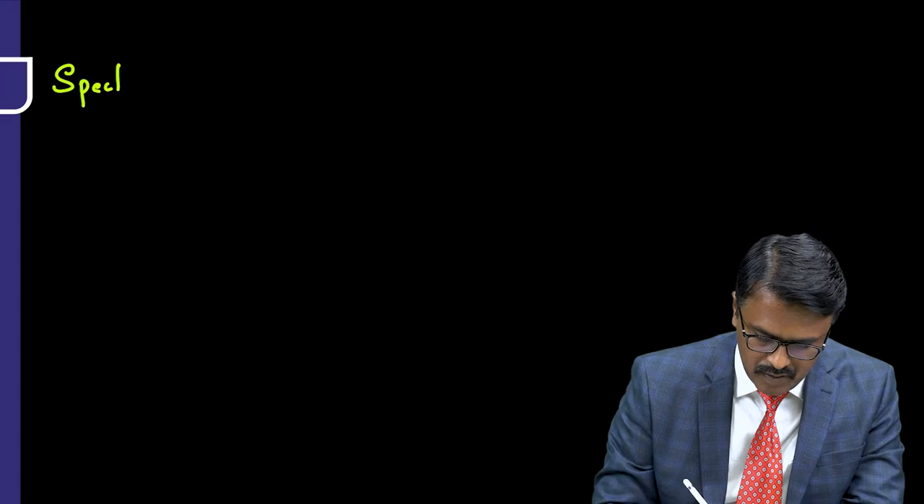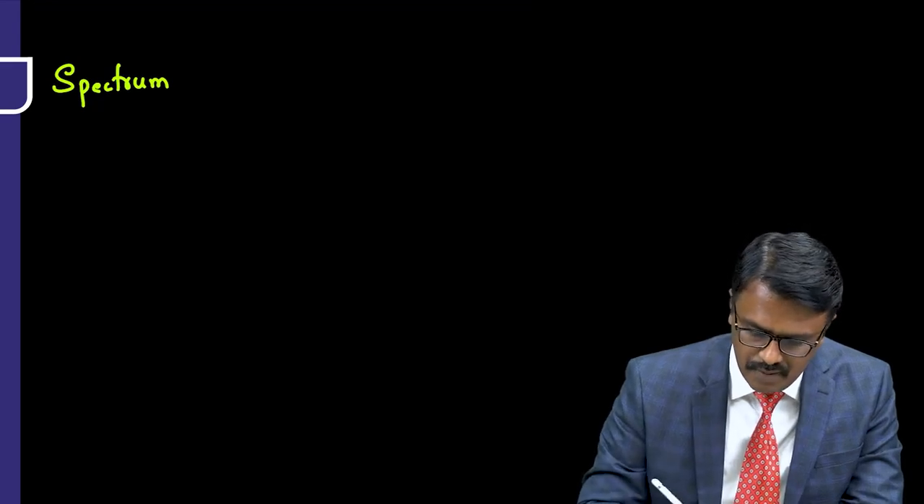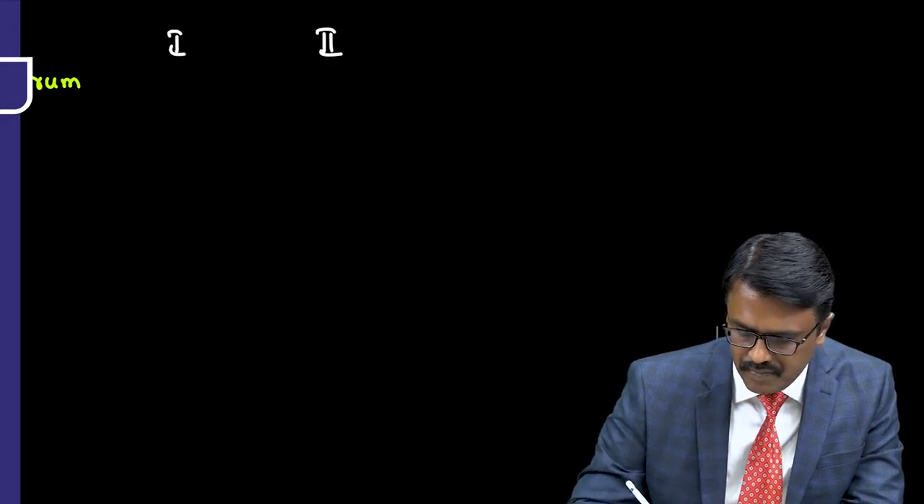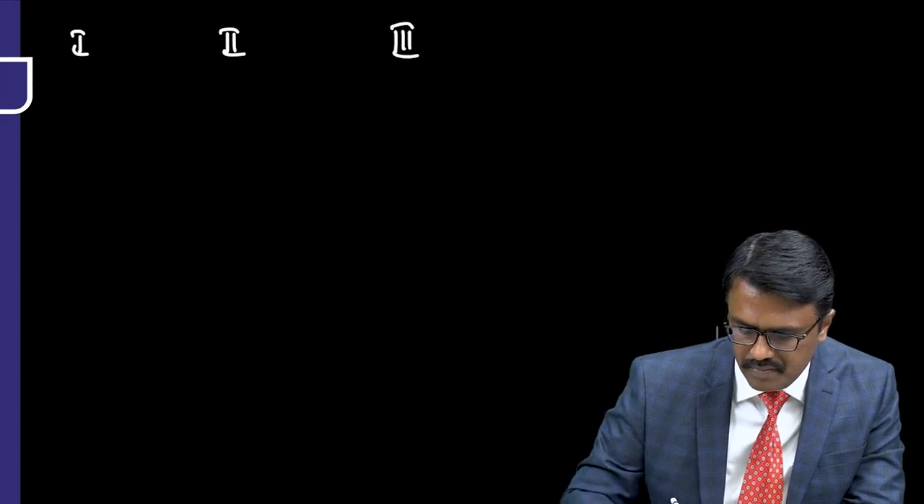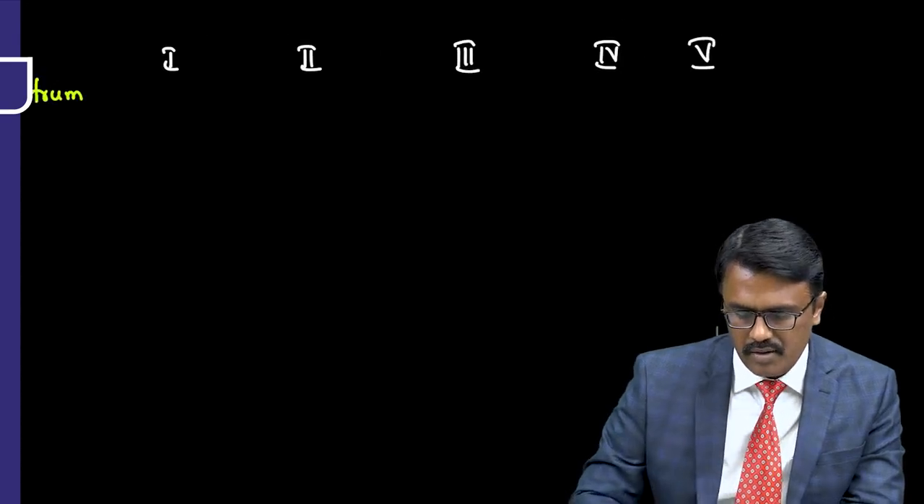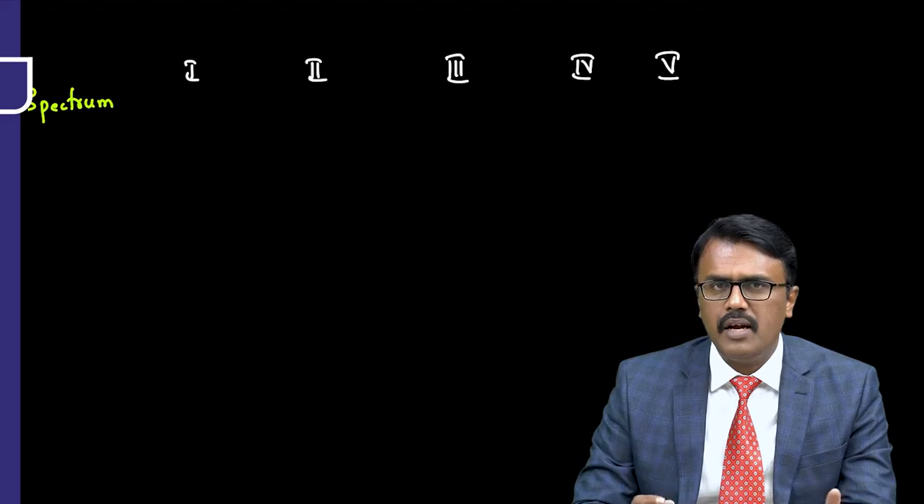Now, once we know the mechanism of action, it's important that we understand the spectrum of action. Spectrum means what do they cover? I told you there are totally 5 generations of cephalosporins. Let me write like this: the first generation, the second generation, the third generation, fourth generation, and the fifth generation. You need to just have a rough idea what they cover.